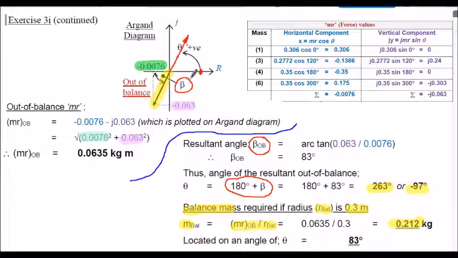Right, so that's where we get the 83 degrees from here. So do be careful of those quadrants and where the out of balance phasor is, because your balance mass, balance force has to be equal and opposite to it. So in this case, the angle that we calculated, theta, is 83 degrees, and that's the angle there.